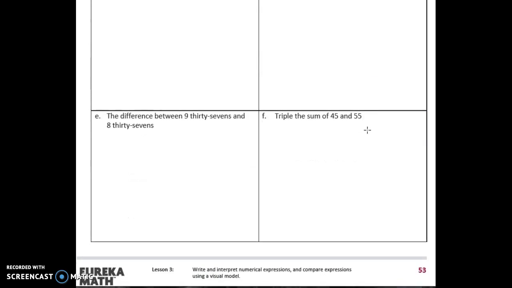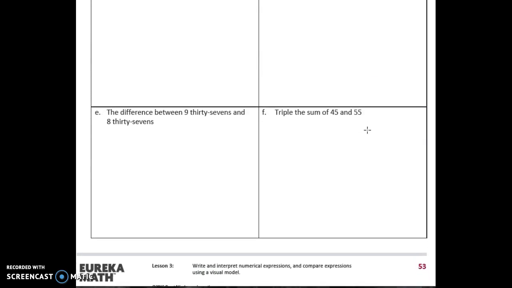Let's go ahead and do the hardest one. We'll go all the way to F. This one says triple the sum of these two. Oh, actually, heck with that. Let's do the difference. This one's different. The difference between 9 37s and 8 37s. So we're finding two different things here.